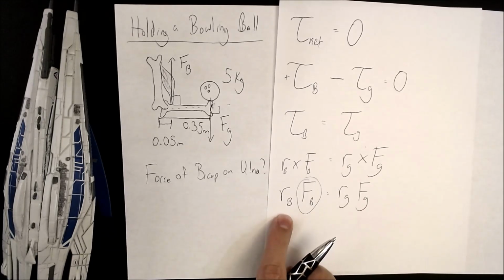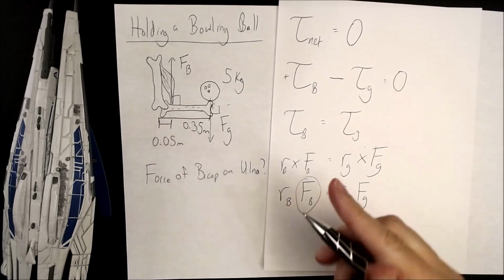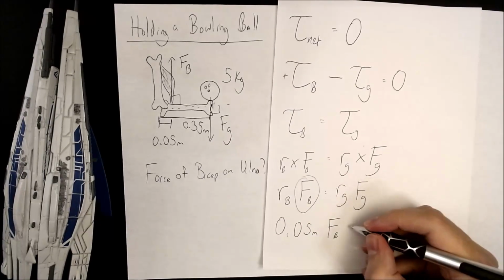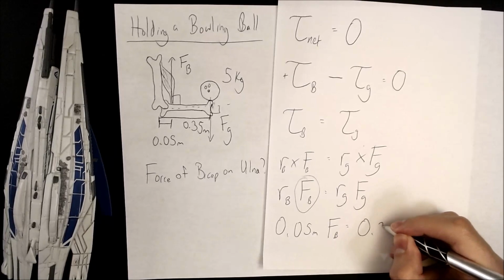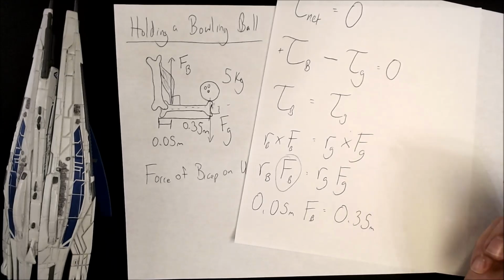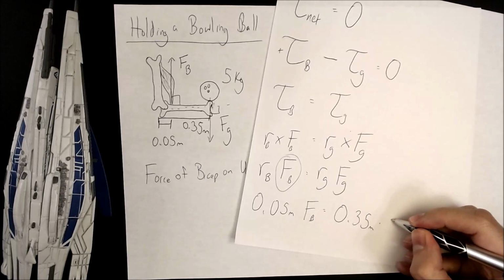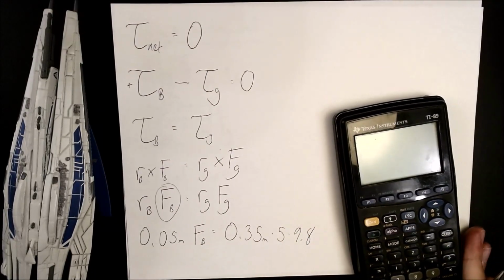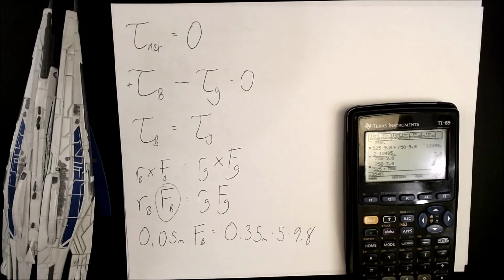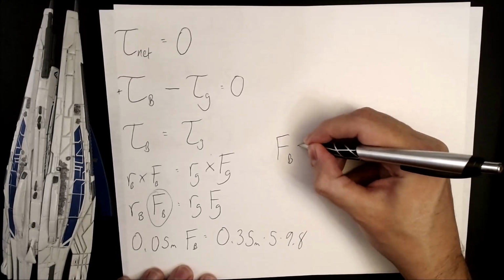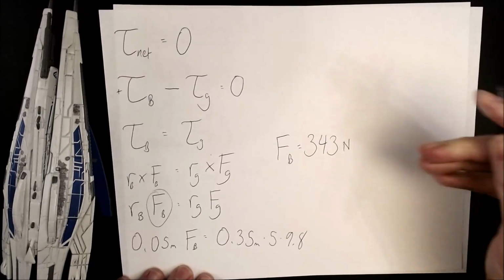The radius from the elbow to where the bicep connects to the ulna is 0.05 meters times the force of the bicep is equal to radius where gravity applies, 0.35 meters, times the force of gravity. Force of gravity is, what is it? It's mg, so that's times the mass of the bowling ball, 5, times g, 9.8, and we can solve pretty quickly. We take 0.35 times 5 times 9.8 divided by 0.05, and we get 343 newtons. The force of the bicep is 343 newtons.